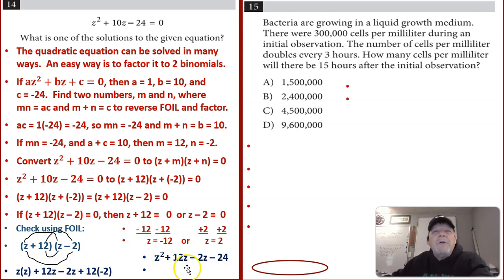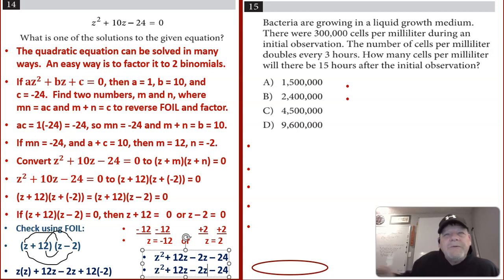And you get z squared plus 12z minus 2z minus 24. I combine those two to get my 10z. And when I do that and look up at the top, is that my original problem? Sure is. That is the way you solve and check that.